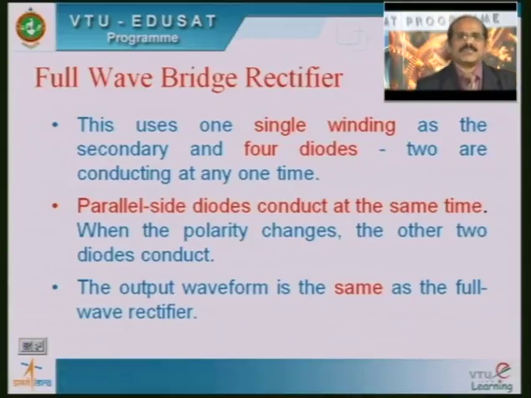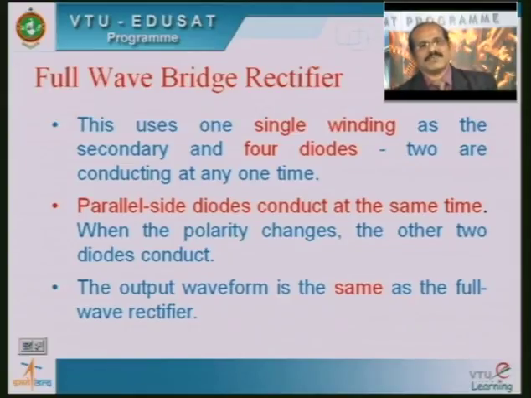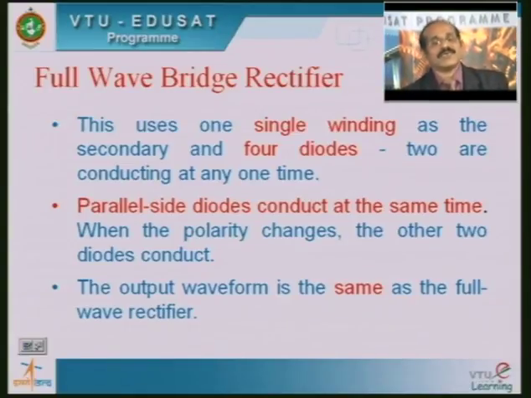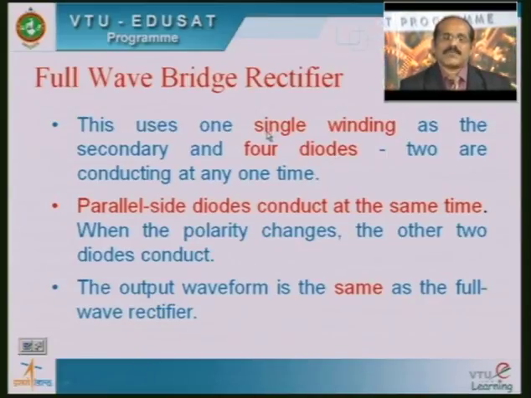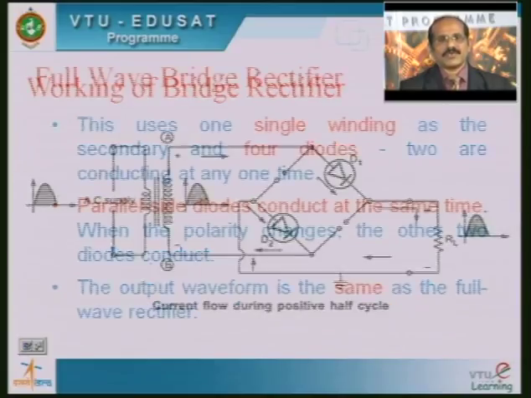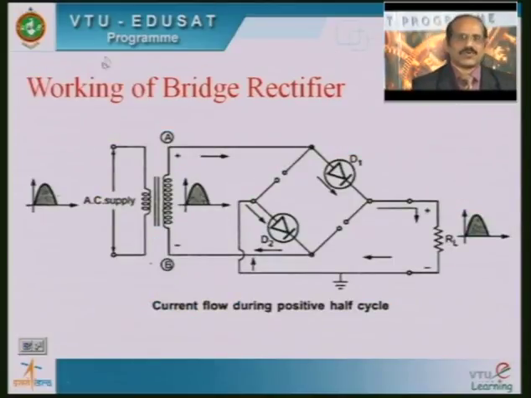Therefore, in this slide, we are just having a comparison between the bridge configuration and the center tap configuration. The bridge configuration uses a single winding in the secondary, compared to the center tap configuration, and the bridge configuration also uses 4 diodes, whereas the center tap configuration uses only 2 diodes. The output waveform is the same as that of the full wave rectifier using the center tap configuration. So this is what we are getting here.